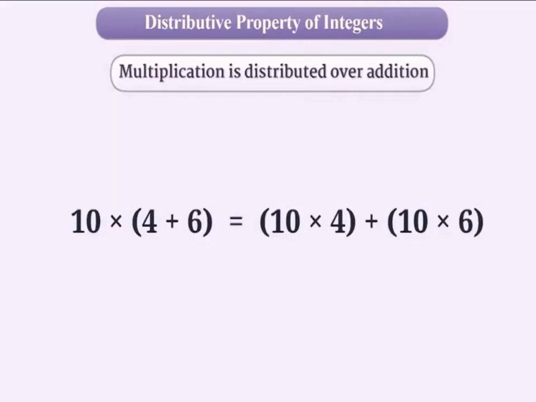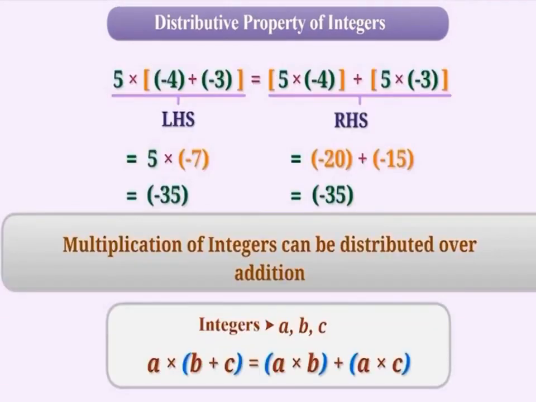So multiplication is distributed over addition. Means 10 into (4 plus 6) is nothing but 10 into 4 plus 10 into 6. So you can learn the distributive property with another example.